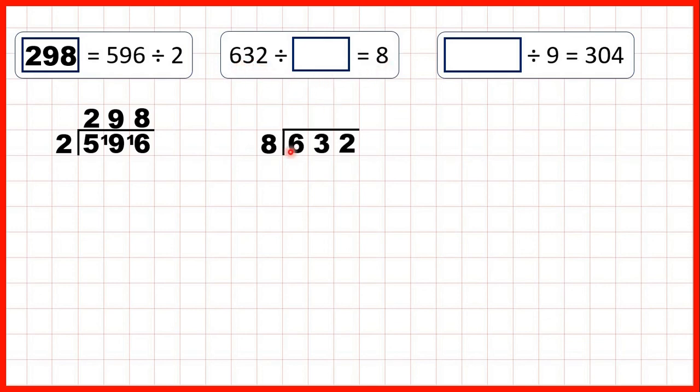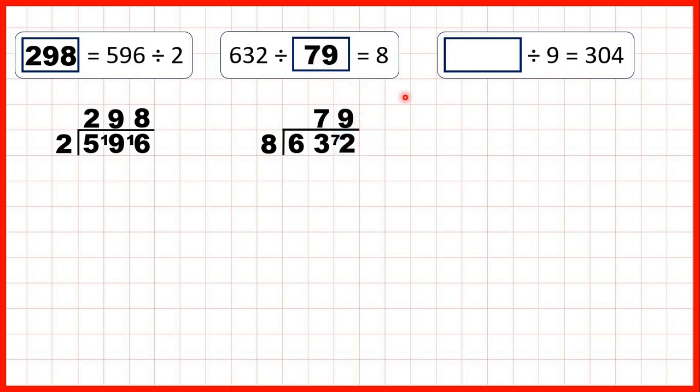632 by 8. If we look at the first digit, 6 is less than 8. So what we can do is take the first 2 digits together and divide 63 by 8. Well, 7 times 8 is 56, but then from 56 we need 7 more to get to 63. So we get 7 remainder 7. So now we have 72 divided by 8. That's exactly 9, because 9 times 8 is 72. So our missing number is 79.